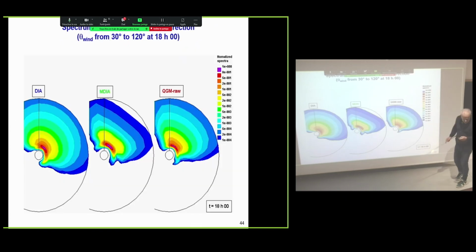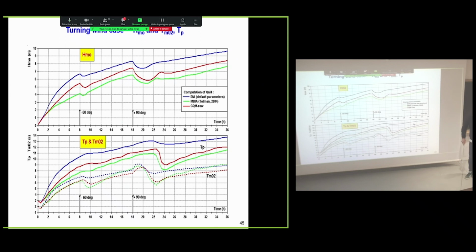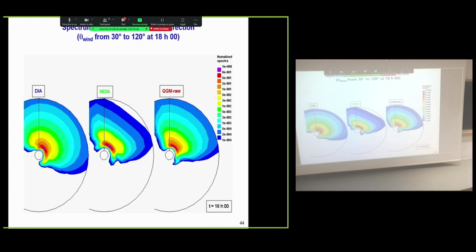Just to show you this animation, if it works. No. Just to give you what using the result of, I don't have the pointer. It's here. Look at the screen. Yeah. If I click on it, does it start or not?